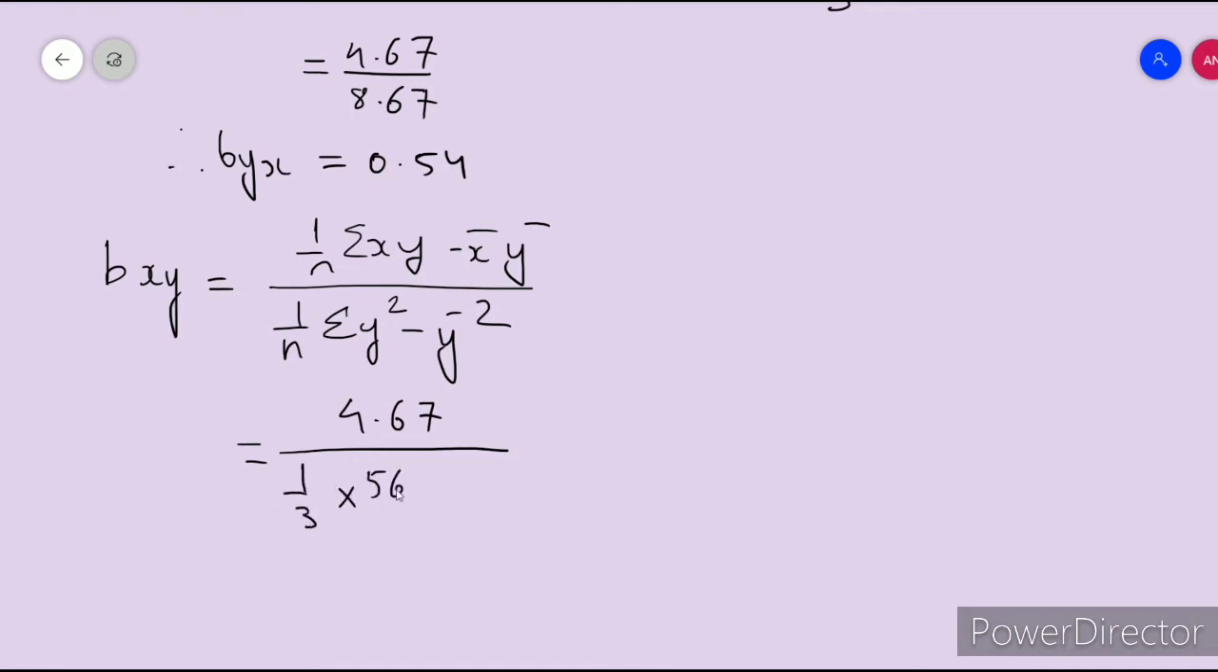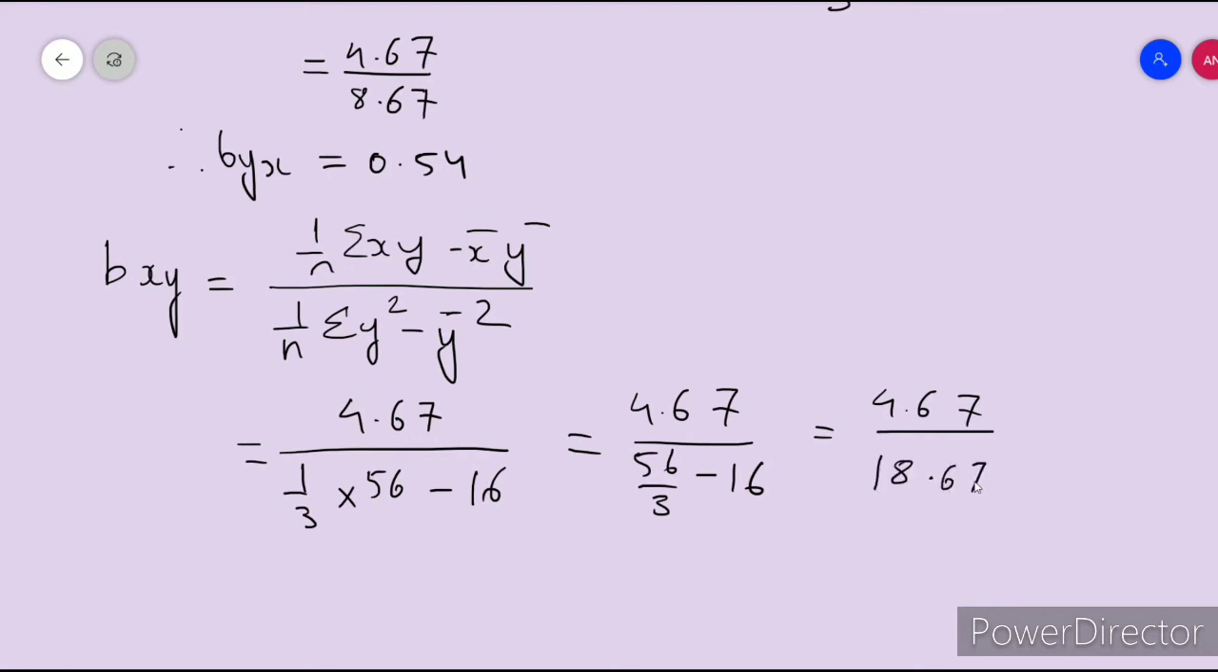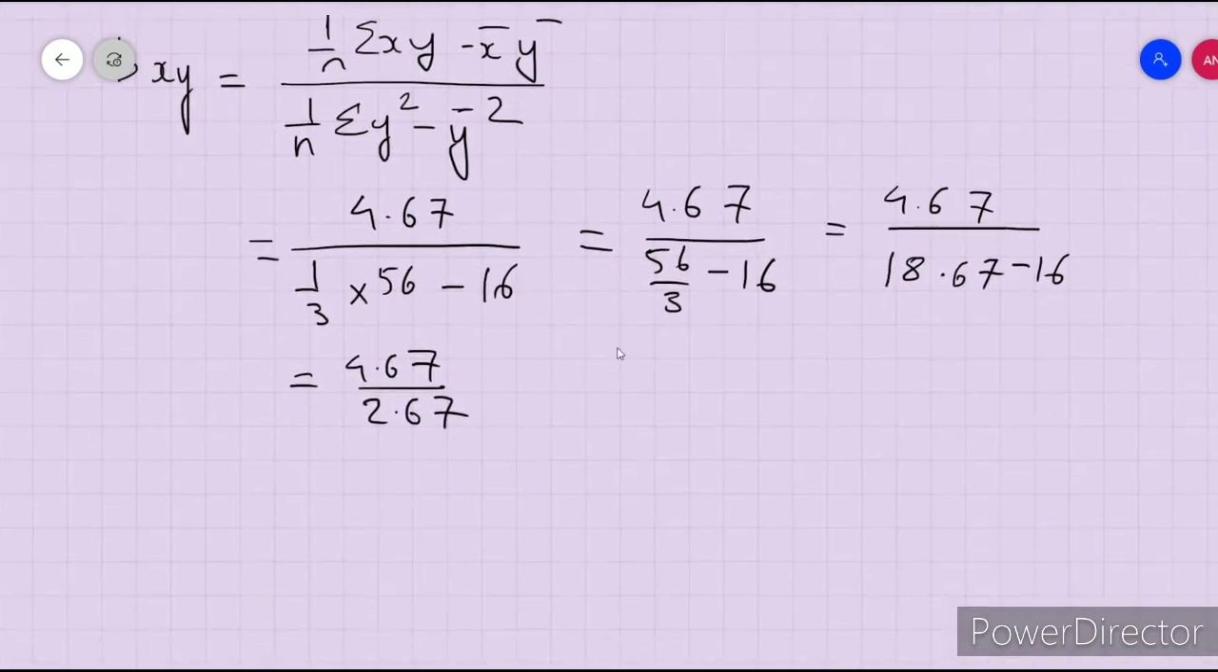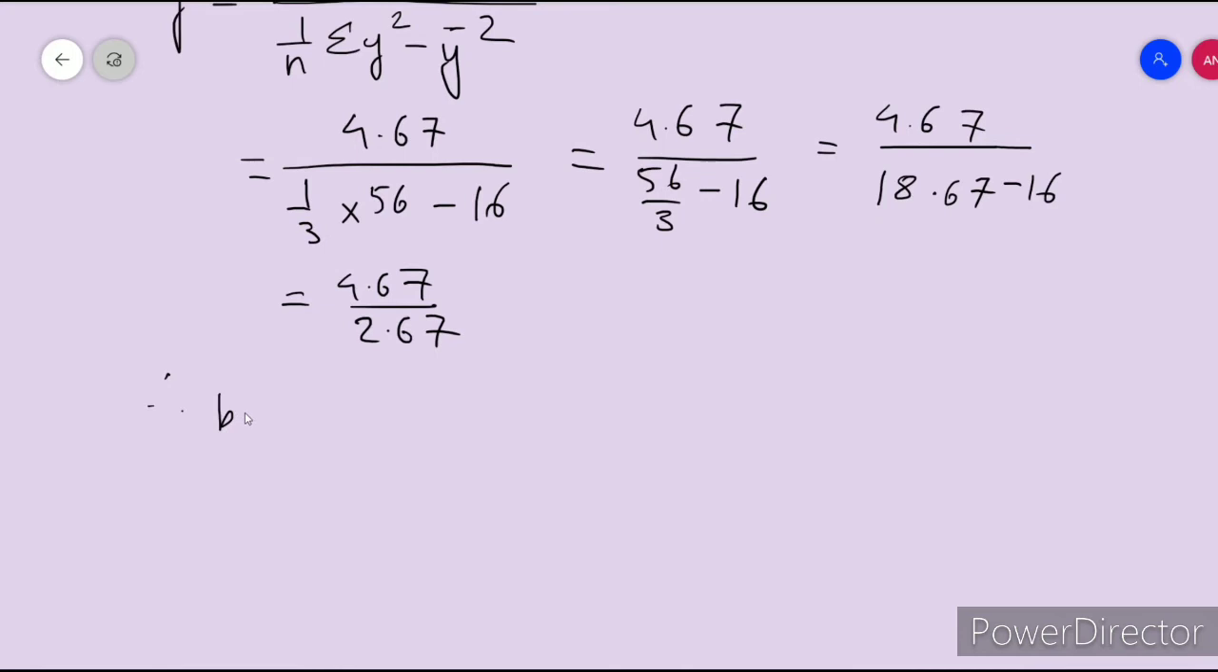Summation y squared is 56, and the square of the mean of y is 16. So 56 divided by 3, subtract 16, gives us approximately 18.67 minus 16, which is 4.67. Dividing 4.67 by 2.67, we get b_xy equal to 1.75. That is the regression coefficient of x on y.